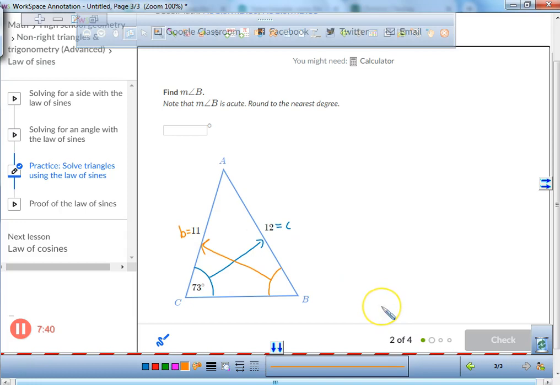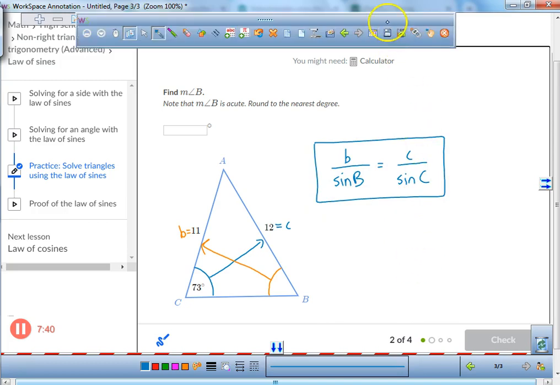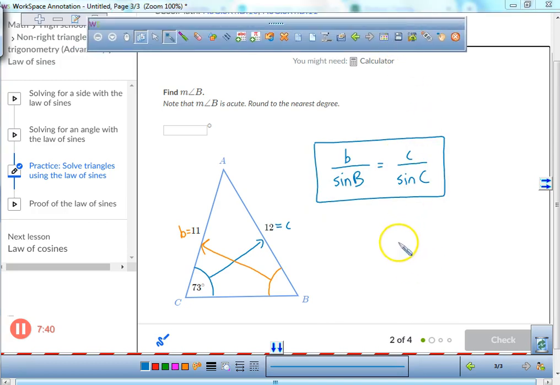So the first one we did was finding a side. This is the next one we're going to do. It's called finding an angle. So I just wanted to make sure you guys know what we're doing here. Since we're using C and B, I'm going to write lowercase b over the sine of b equals lowercase c over the sine of c. I'm going to give my students a chance to draw this in their journal.